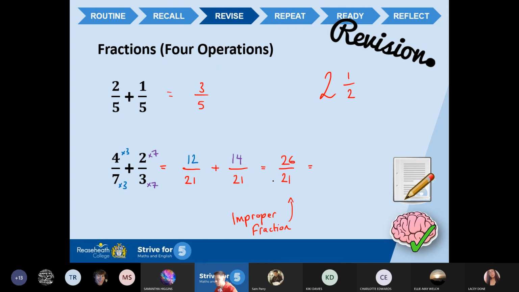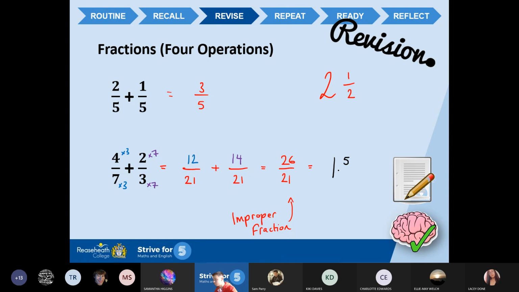How many 21s go into 26? 1, excellent. Now, what is the remainder? What is the difference between 21 and 26? There is a remainder of 5.